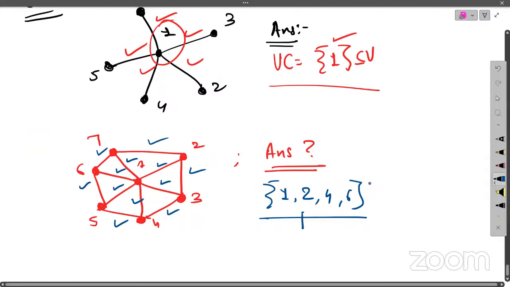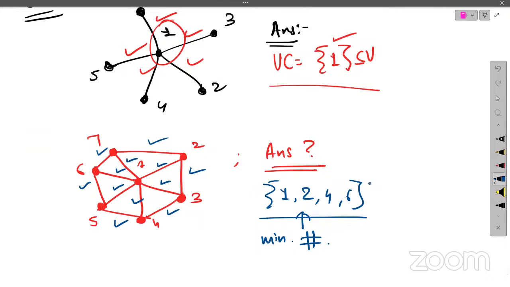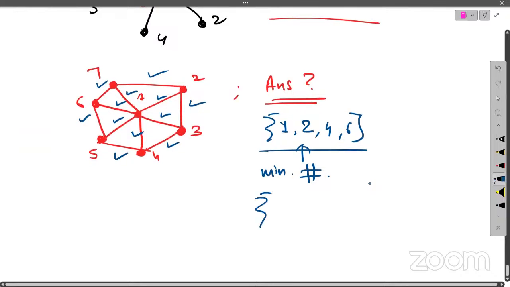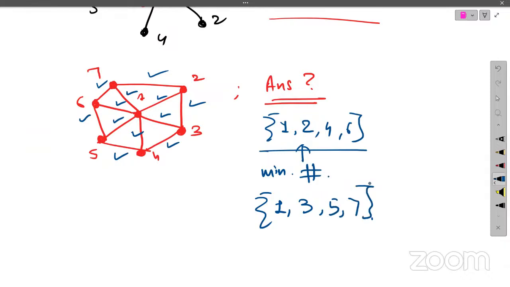And this is the minimum number. Why we don't need 7? Because 7 is already covered by its edges, and 2 is also covered. So we are taking alternate vertices. I'll start with 2, then 4 and 6. You can start with 7, then 7, 3, 5 will work. So this is one minimum vertex cover. You can also take the set 1, 3, 5, 7. This will also be a minimum vertex cover.